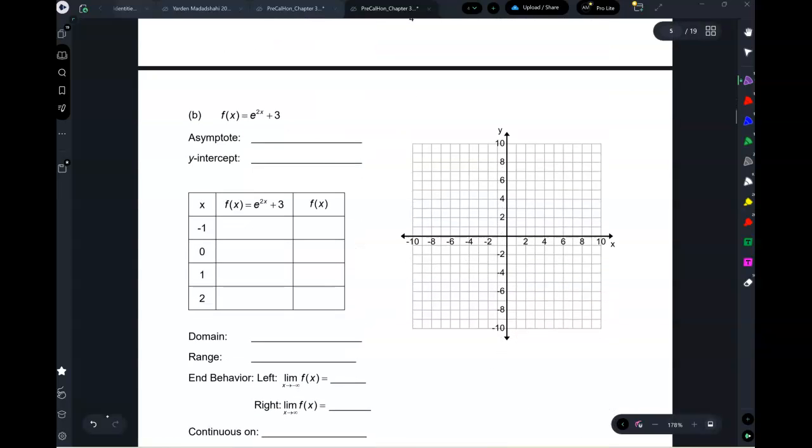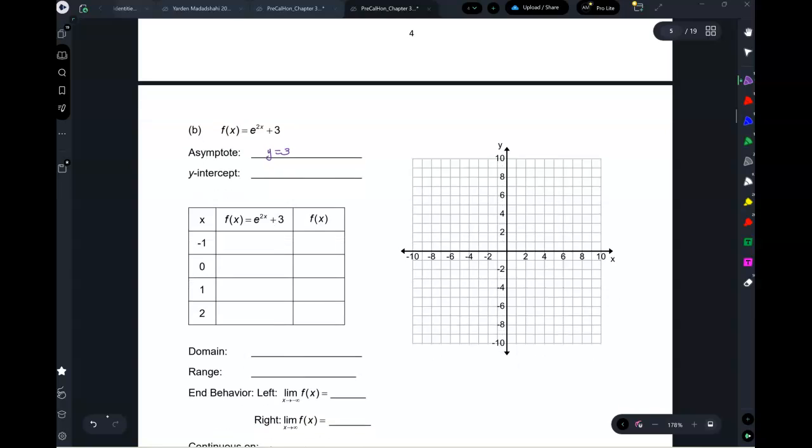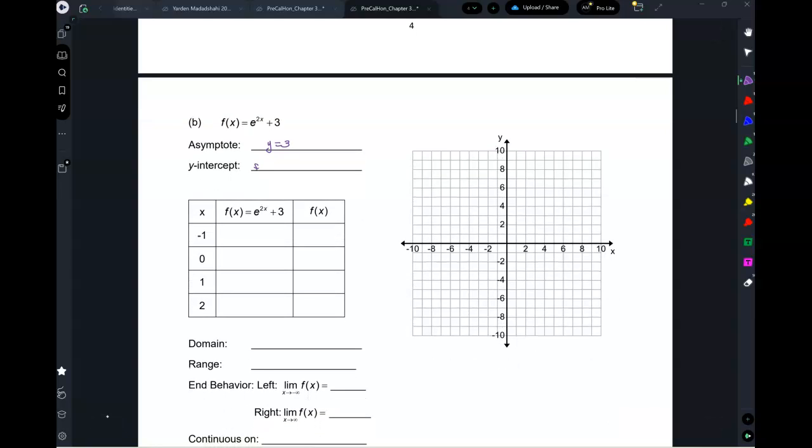Excellent. Okay, so let's take a look at this one: e to the 2x plus 3. So now finally we have a vertical shift. There's some action in this problem. The asymptote is now no longer y equals 0, it's y equals 3. Remember, what does a vertical shift do? When I shift this graph up, it shifts everything, the point and the asymptote. So everything is going to shift up 3. The y-intercept, f of 0, is e to the 0 plus 3. That's 1 plus 3, which is equal to 4.